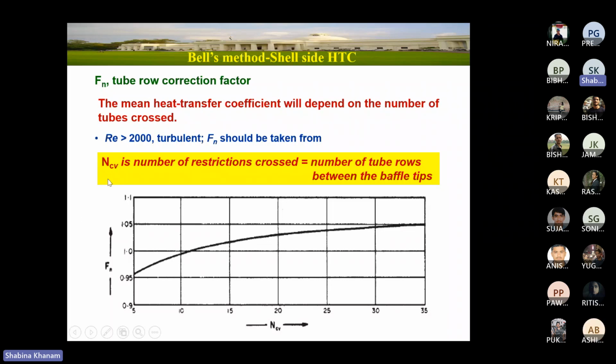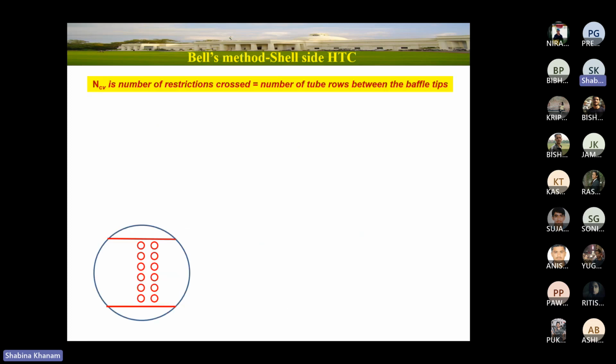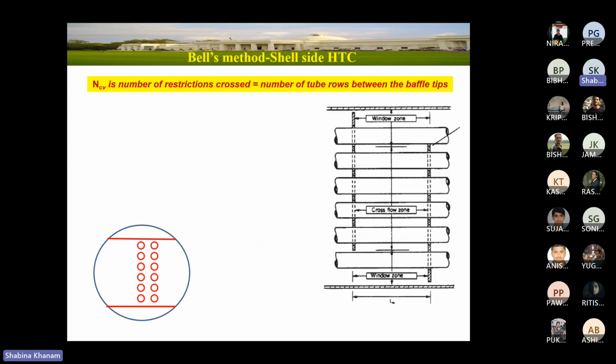Okay, so this NCV is only a number. You need to calculate this number of tube rows crossed, or tube rows available between baffle tips, and that is NCV, and correspondingly you can see the value of Fn. Now the question is how to find this NCV. But before this, let me discuss what NCV is. I hope from this schematic you will understand better.